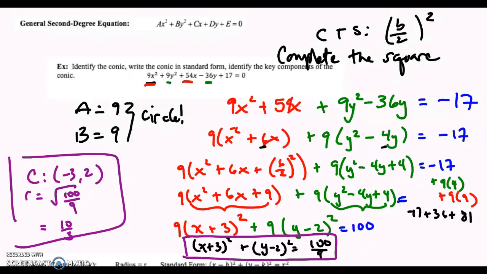Let's go on to the last one. I want to make sure that this last problem that you're going to be working on has a negative in front of the 3. Make sure that is true on your paper. You're going to be identifying the conic. So is it a circle? It probably is. Write the conic in standard form, and then identify the key components of the conic. Please pause the video now to go and try the problem on your own.